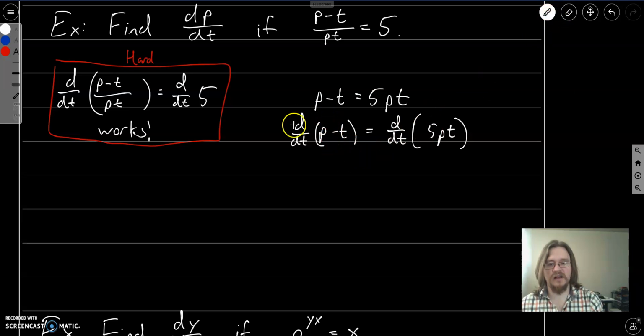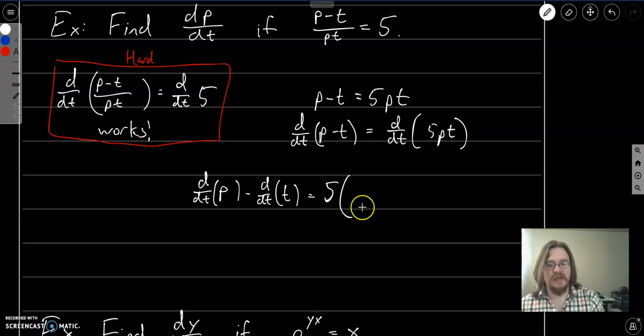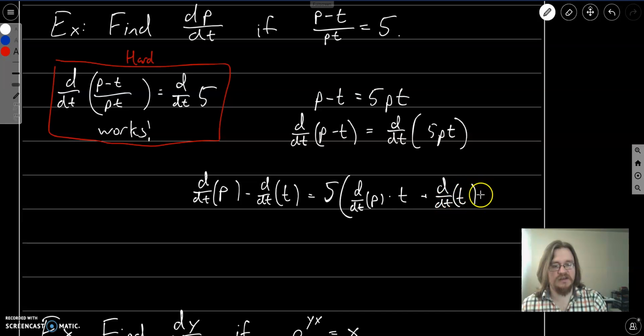On this left-hand side, I have the derivative of p - t. So that's just going to be the derivative of p minus the derivative of t. Over here, I can pull the 5 out because it's just a constant. And then I have the derivative of pt. So this is just going to be a product rule. I'll take the derivative of p times t plus the derivative of t times p.